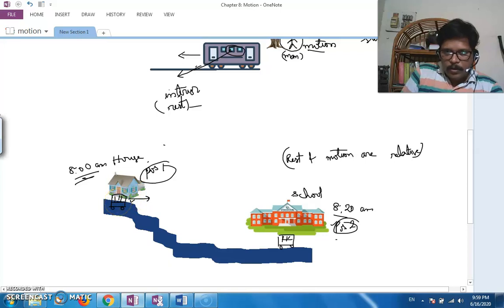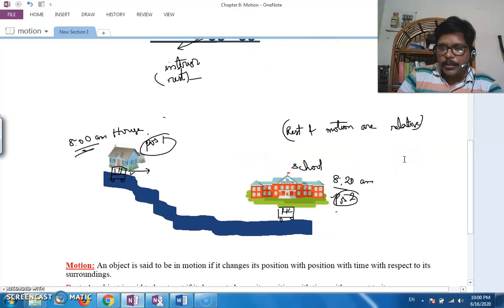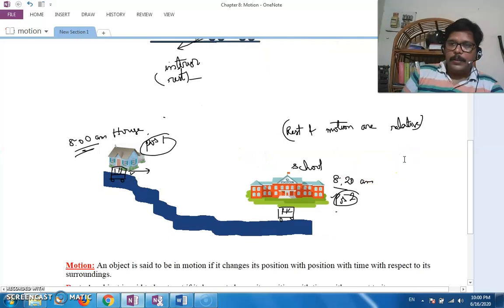But when you got into the bus, with respect to the interior of the bus, you sat inside the bus and you are not moving, so you are sitting on a seat along with your friend. So with respect to the interior of the bus, you are at rest. So rest and motion are relative terms. With reference to a particular object, a body may be at rest. At the same time, it may be in motion.